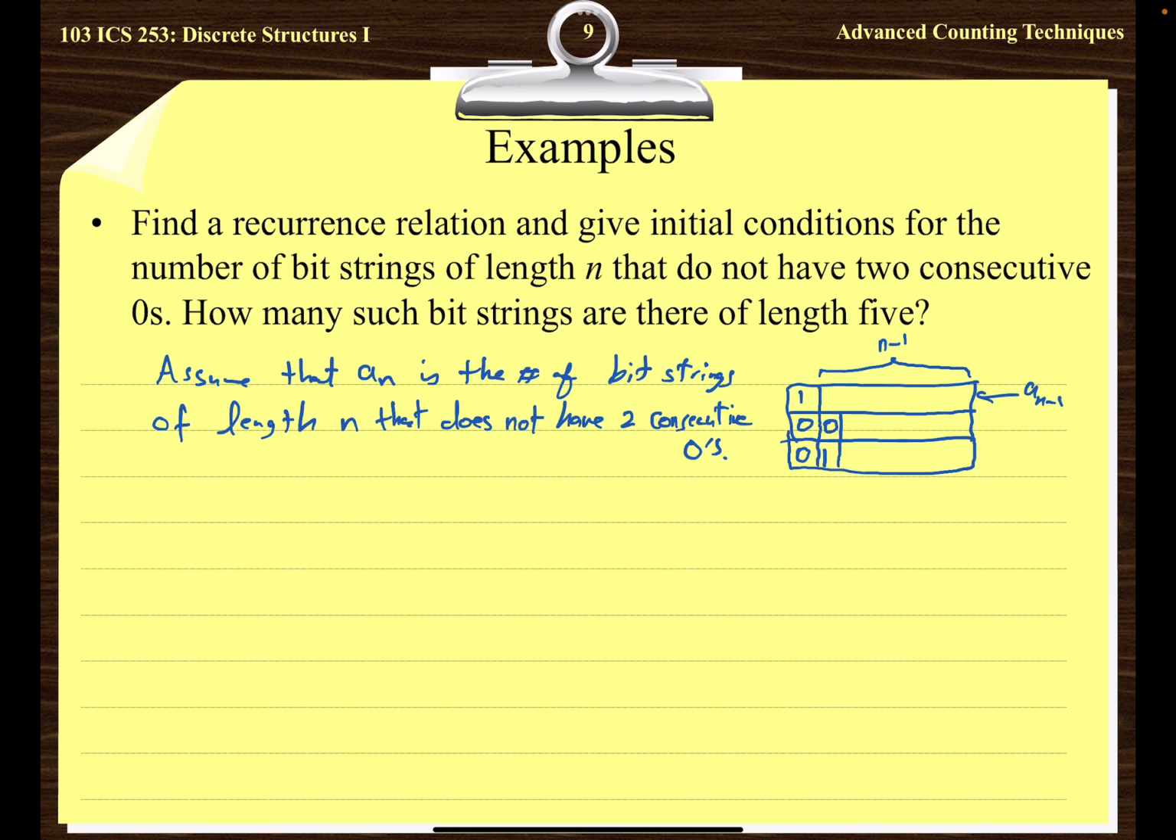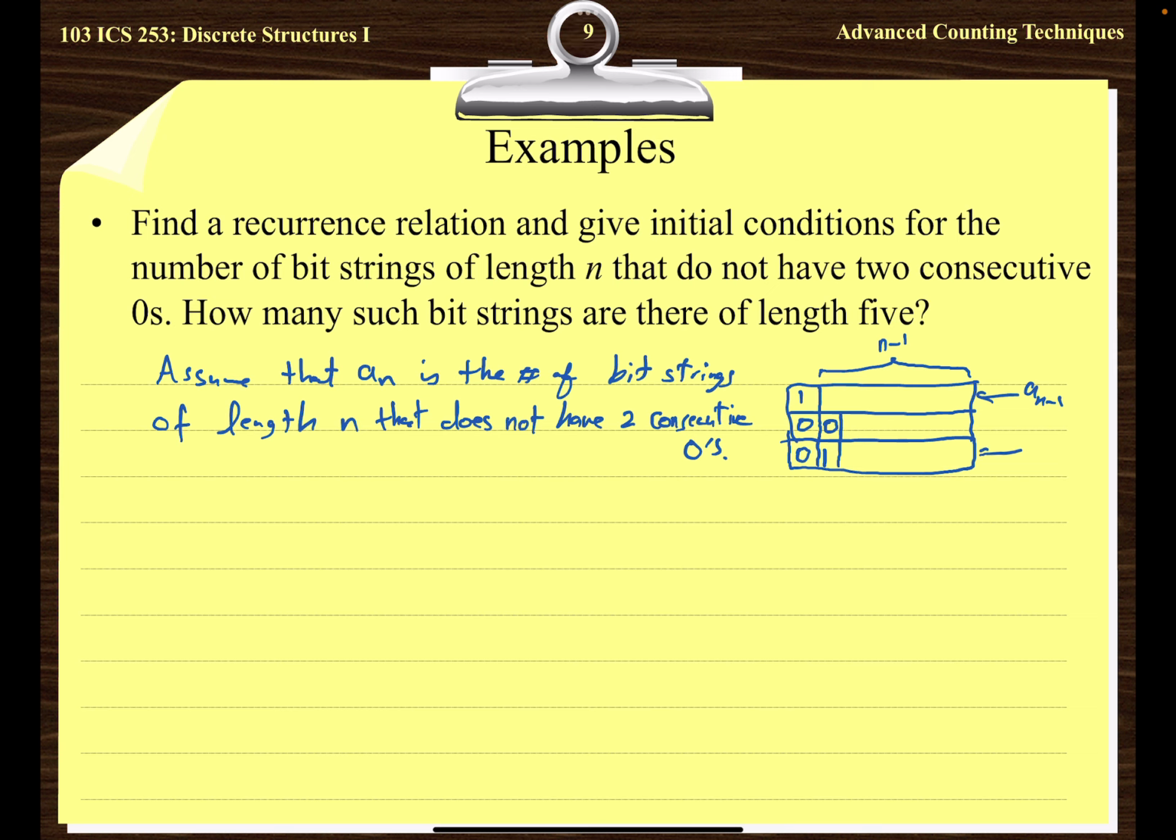Okay. Again, the number will be the sum of the 3, right? Because they are all mutually exclusive. Their intersection is empty. This starts with a 1, this starts with a 0, 0, this starts with a 0, 1. All of them are different, right? Okay, how many bit strings of length n do not have two consecutive zeros and start with 0, 0? Zero. We're not going to take anything from here. Okay, who can tell me how many do I have here? Minus 1. Yes, an minus 2.